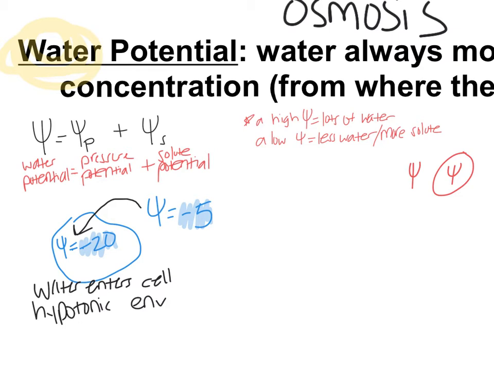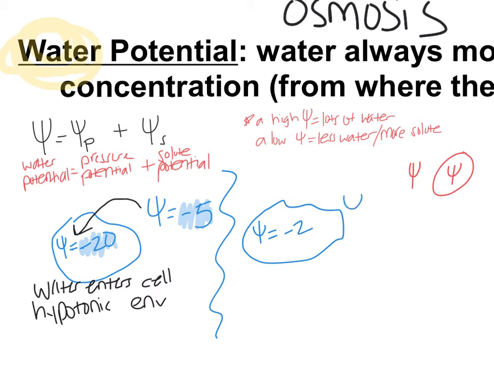The opposite would then be true for a cell in a hypertonic environment, where the water potential of the cell would be lower than the water potential of the environment. In which case, water flows from high to low. -2 is a higher number than -10, so that would indicate a loss of water.